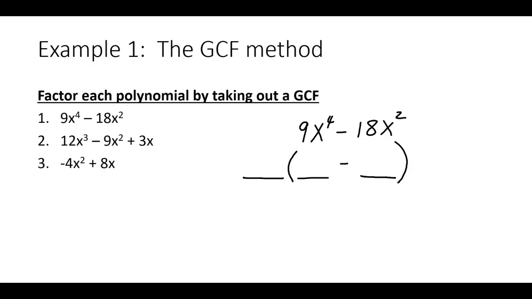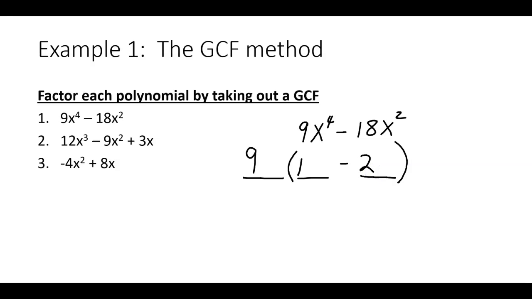Now let's do the coefficients first. Aaliyah, the coefficients are 9 and 18. What's the biggest number you can divide out of both of those? 9 is. So let's take 9. Now, notice I asked for the biggest because we want the greatest common factor, right? So I can divide both of these by 9. What's 9 divided by 9? 1. And what's 18 divided by 9? 2.